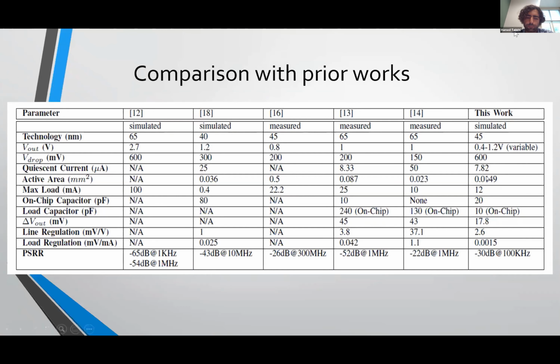The quiescent current is quite low compared to the other designs, 7.82 microampere. The active area is also lower than all other designs. If you look at the on-chip capacitor, we need only 10. No output capacitor is needed, so the whole design is fully on chip. If you look at the line and load regulation, our value is much better than all the other designs here. The PSRR is a little bit okay. In our next design, we are trying to improve our PSRR.